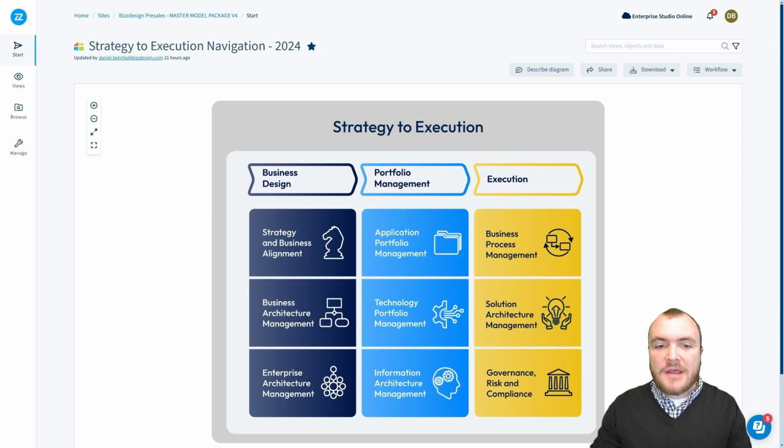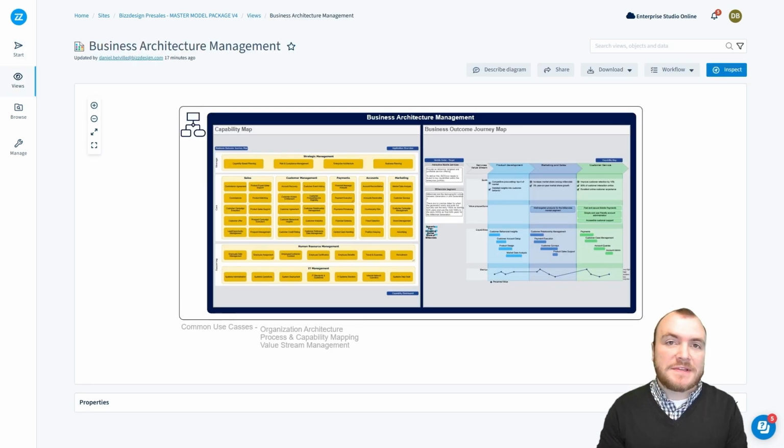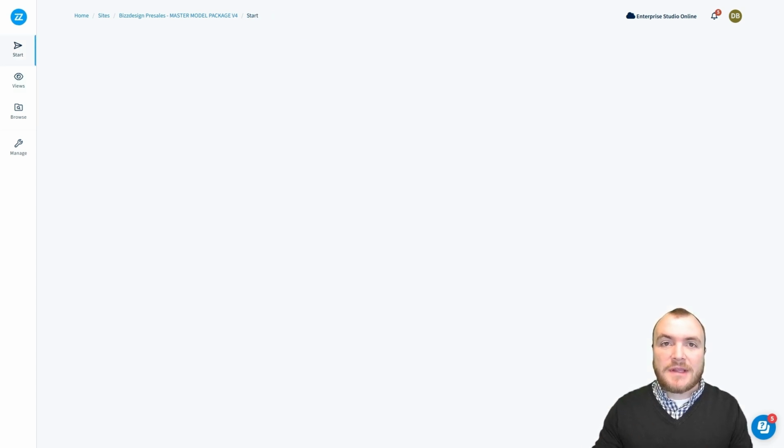If I back up here, let's take a look at business architecture management. On the left-hand side, you're going to see a capability map. This is just an example of a capability map, but we can run gap analysis on these capabilities to understand where our gaps are. We'll dive deeper into this in our next video, but this is just an example of what that might look like.